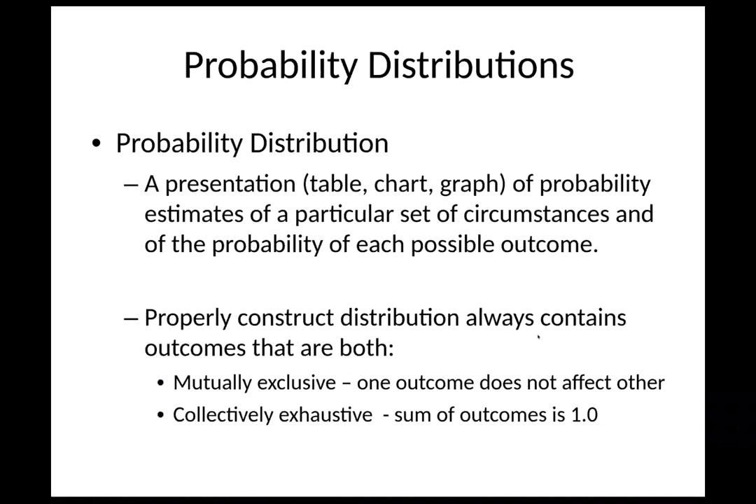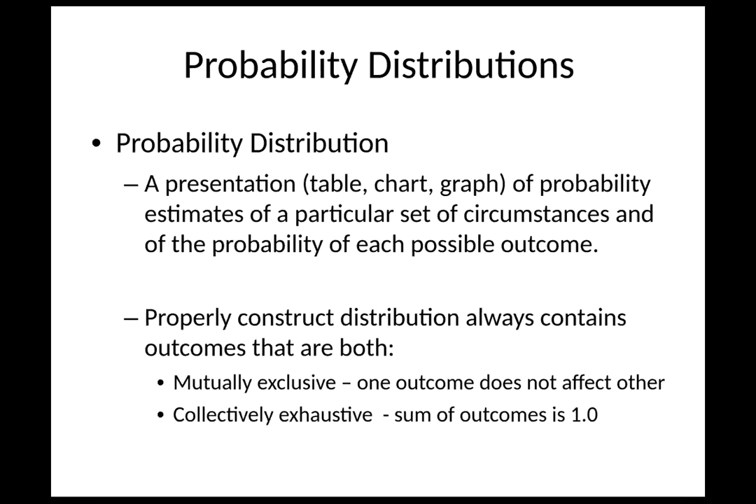So probability distributions, and a lot of these are really kind of definitions, but it's important in this chapter. This is very definition heavy as we go through it. A probability distribution is a presentation that can be either a table, chart, or graph of probability estimates of a particular set of circumstances and of the probability of each possible outcome, right? So a lot of words basically to say a probability distribution can be done in a table, chart, and graph, and we'll see some of those different ways to display that data here in a moment.